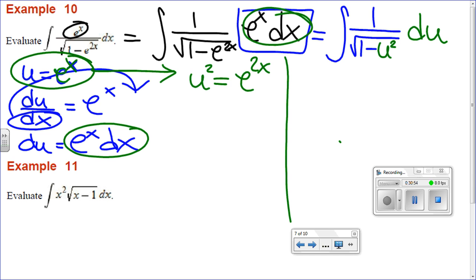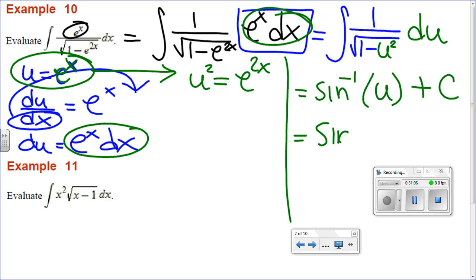Sine. You were close. You were close. Sine inverse of u plus c. And that will be sine inverse. Back substitution, what do we say u was? e to the x. That's it.